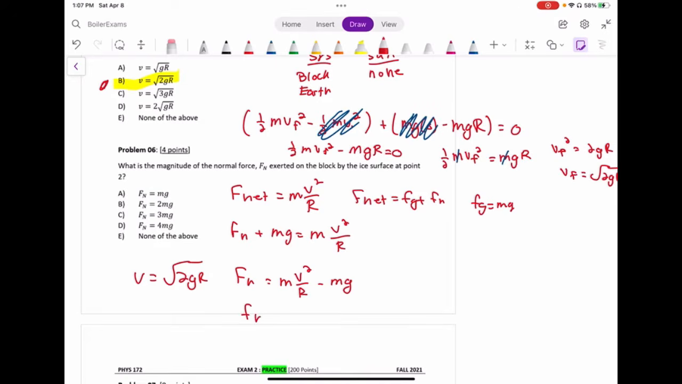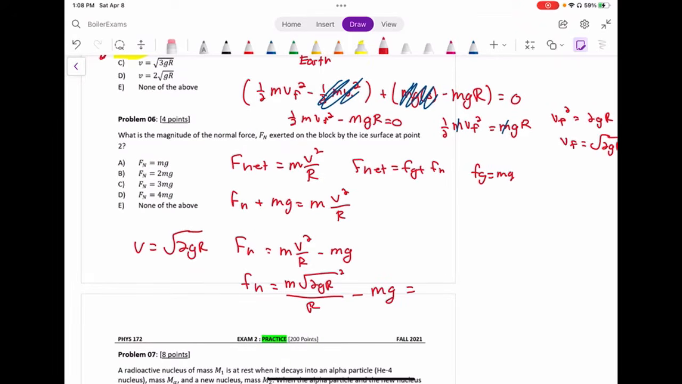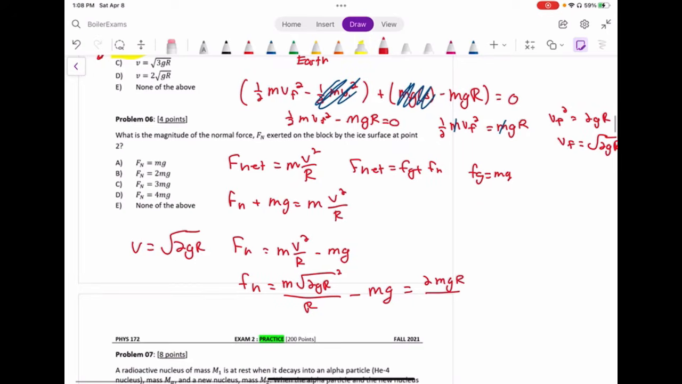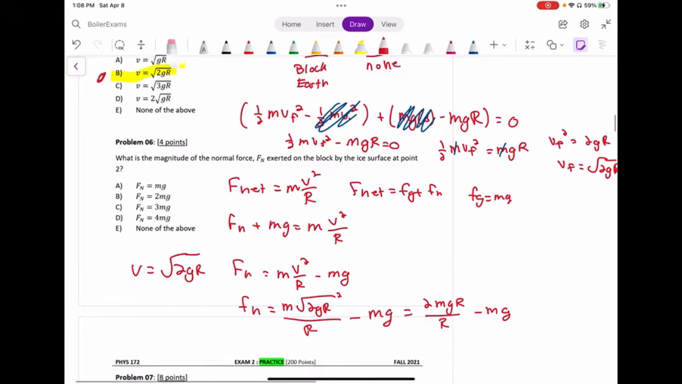So then this is going to become Fn equals m times the square root of 2gr, squared, over r, minus mg, which the square of a square root is just going to go away. So you got 2mgr over r minus mg, and I already see where we went wrong.